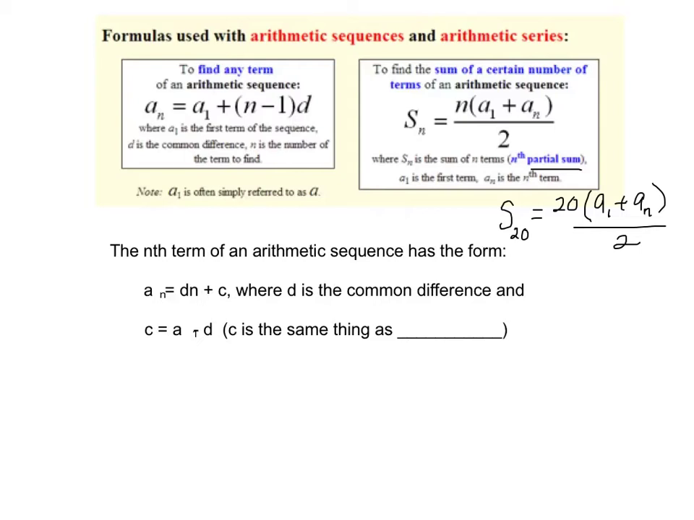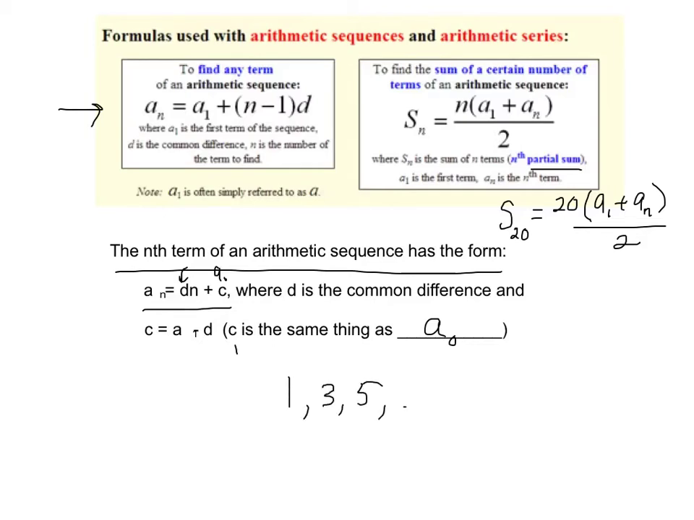Now, the nth term, this is the formula that we just derived. A sub n, the nth term of an arithmetic sequence, also can have this form, where you take d times the nth term, but then add to it the a sub 0 term. So c is the same thing as a sub 0, or the term before a sub 1. So for instance, if I have this sequence, that one we've been using, where this is a sub 1, this is a sub 2, a sub 3, etc., then the term before that, a sub 0, would just be the same.